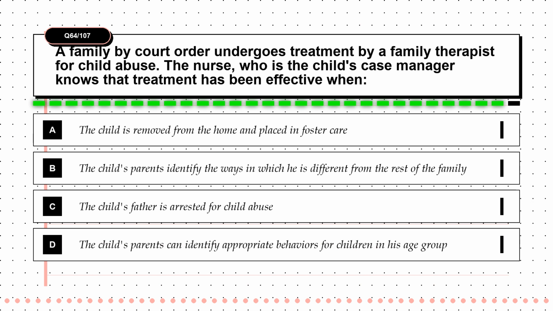Question 64. A family by court order undergoes treatment by a family therapist for child abuse. The nurse, who is the child's case manager, knows that treatment has been effective when... Here are the options. Option A. The child is removed from the home and placed in foster care. Option B. The child's parents identify the ways in which he is different from the rest of the family. Option C. The child's father is arrested for child abuse. Option D. The child's parents can identify appropriate behaviors for children in his age group.